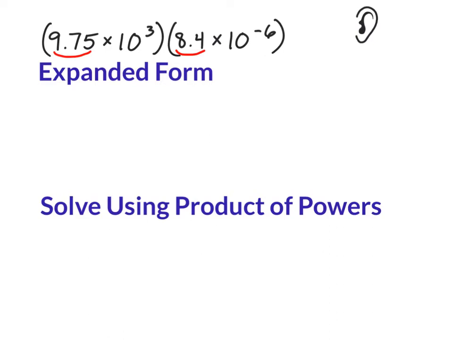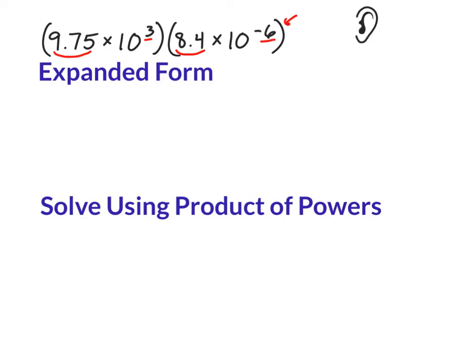And I see that I'm multiplying a positive times a negative number. So when I write it out in expanded form, I'm going to have to switch this exponent to a positive and then turn it back at the end. So let's get started with it.